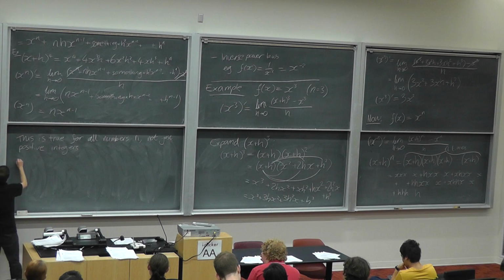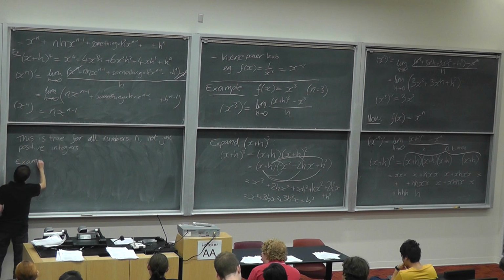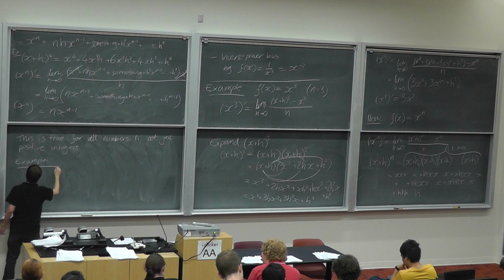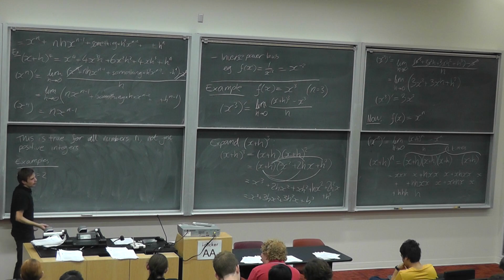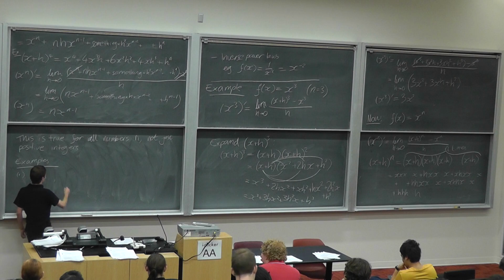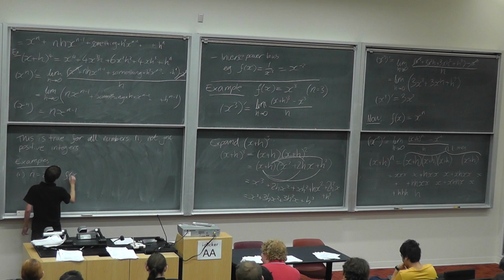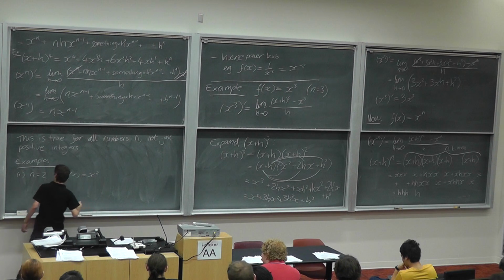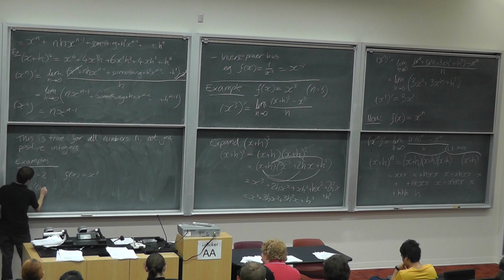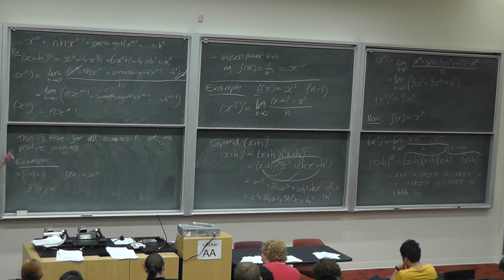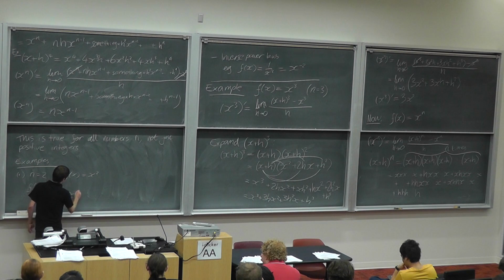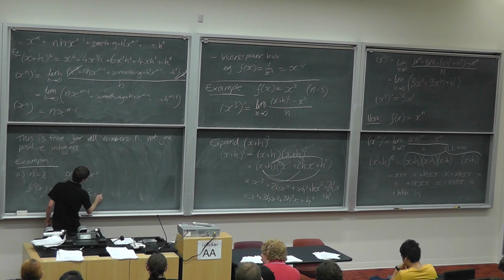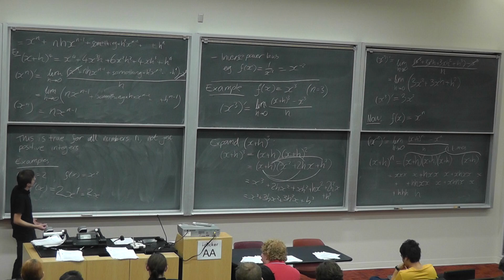Okay, so let's look at some examples. Try n equals 2. We already know what the derivative of x squared is, so we should get the same thing back. So f of x is x squared. So what's the derivative of x squared using our new formula? Yep, so we have n is 2, n minus 1 is 1, so we have 2x, which is exactly what we had before.